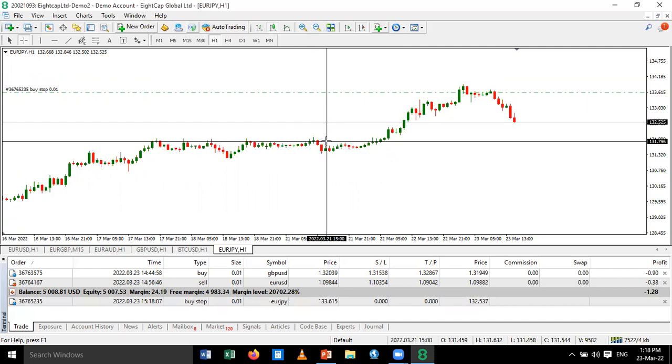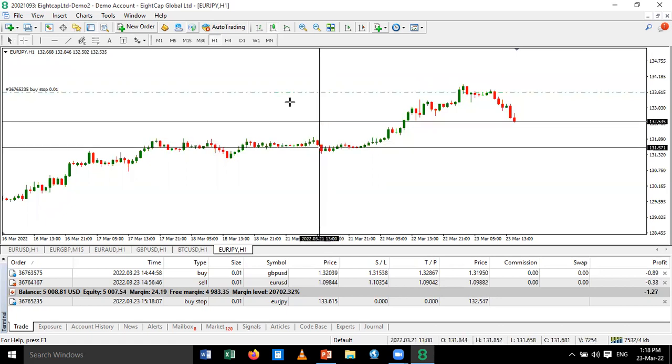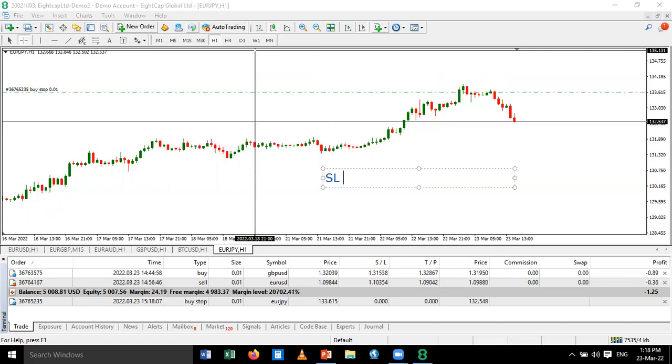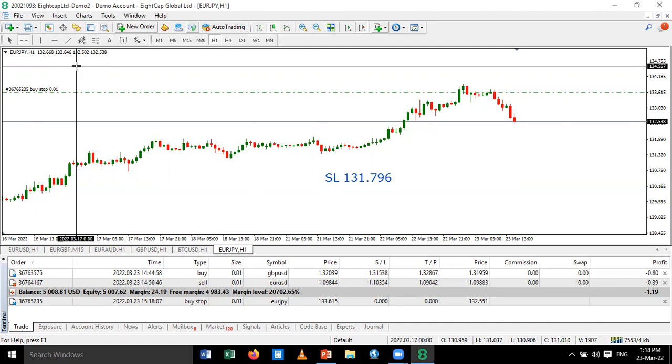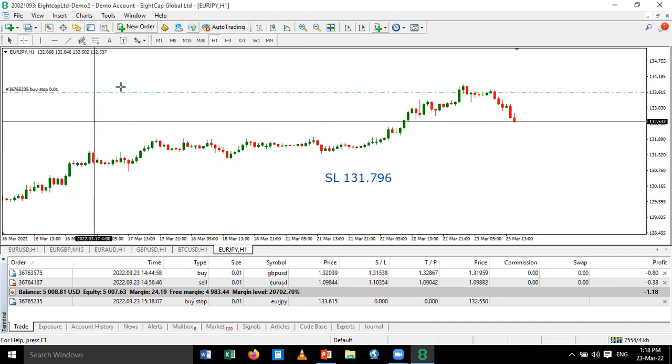My stop loss, I choose here, 131.796. Then the take profit, let's do 134.557. Take profit.